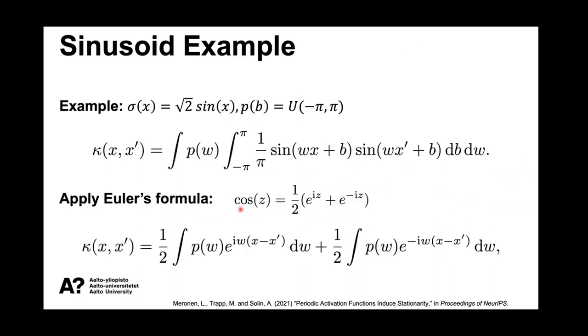And this is one slide with math that I'm just gonna skip mostly, but just to convince you that for this example where the activation function is a sine activation function scaled with some constant, and the probability distribution on the bias is a uniform distribution. If we do calculations that are not so hard to do, we end up with something that looks like this at the bottom. And now if we choose this prior on the weights to be a symmetric prior, then this collapses back to this Wiener-Khinchin theorem form.